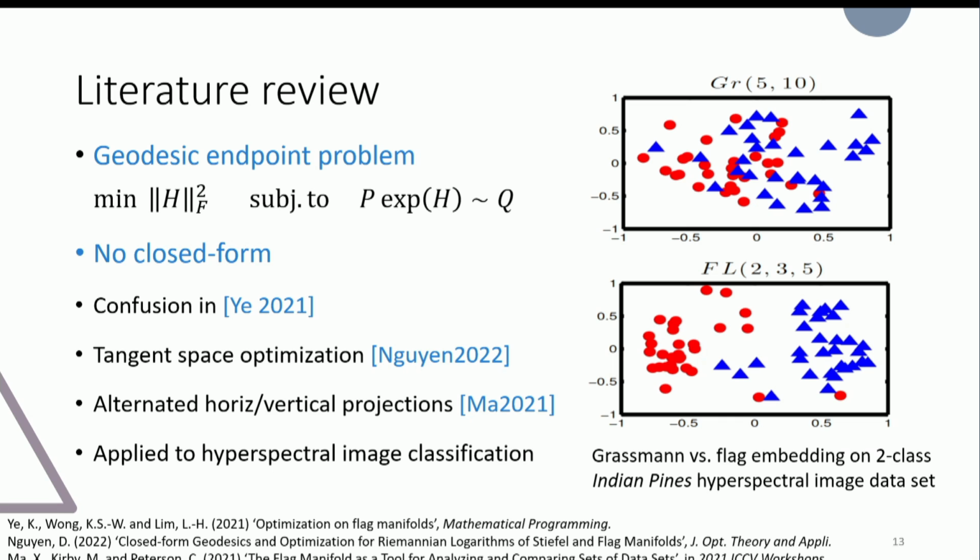Why don't you use that it locally looks Euclidean? What are the advantages of doing it that way? The question is, why don't you use that it is locally Euclidean? What are the advantages from the geometry?